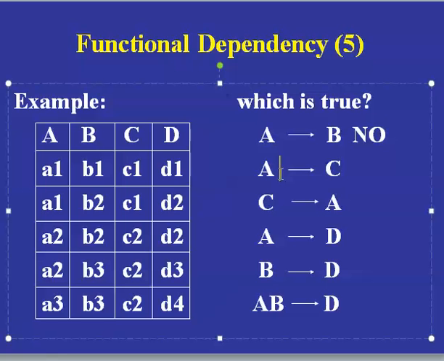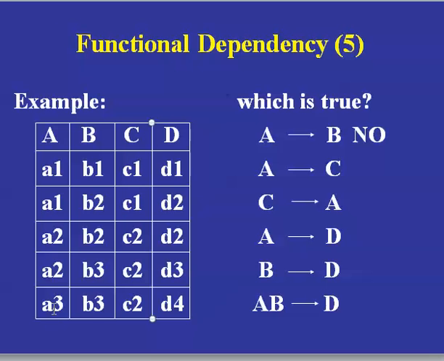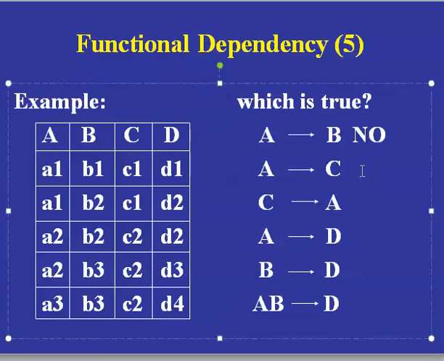Then can A determine C? We're going to do the same. A1, A1, when this is the same, is C1 and C1. Now A2 and A2, C2 and C2, A3 is C2, so there is nothing to contradict A3. So here we say yes.